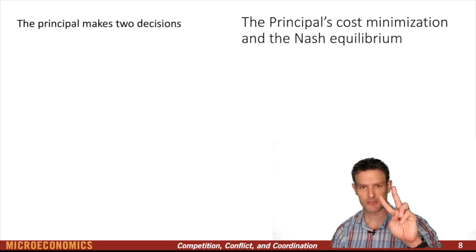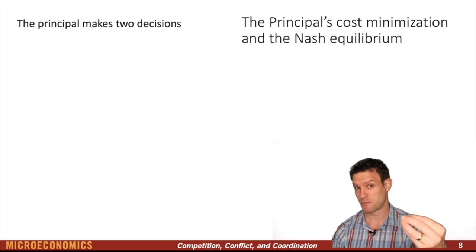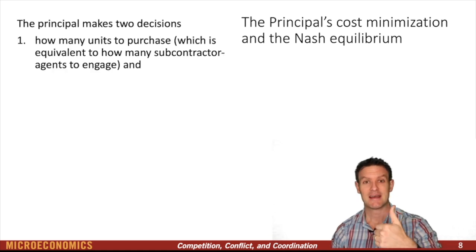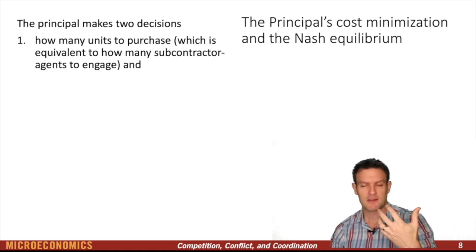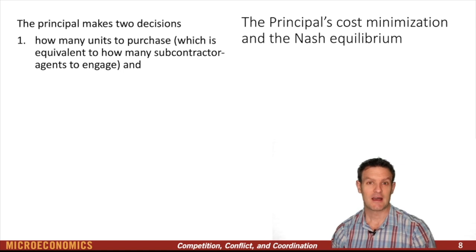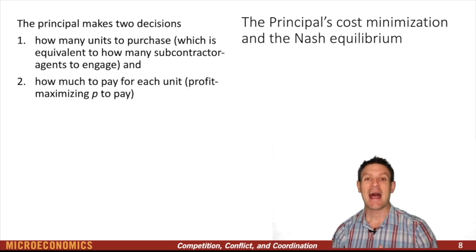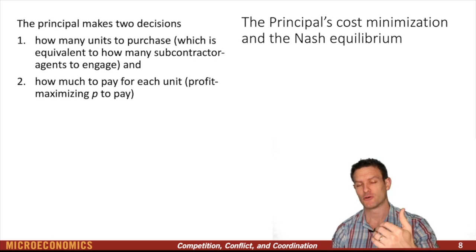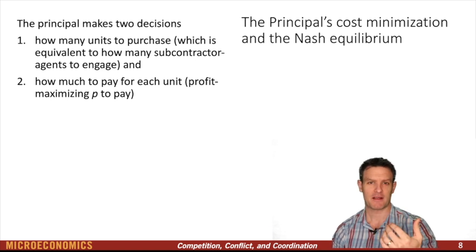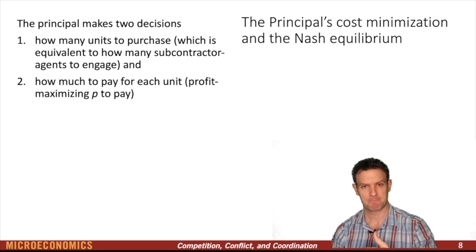The principal has to make two decisions when they maximize their profit. They have to decide how many units to purchase, and that's basically equivalent to deciding on how many subcontractors to contract with. And they have to decide how much to pay for each unit. That is the profit maximizing price for them to pay.